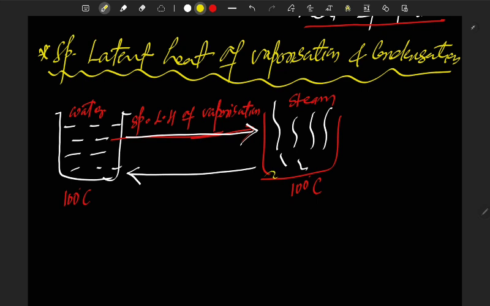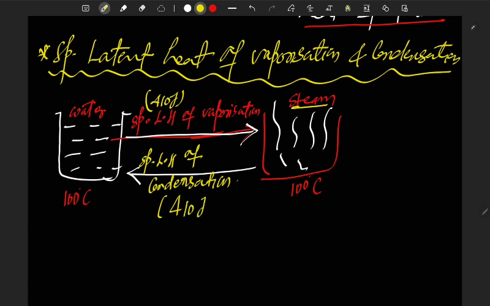And suppose we come in reverse, where I want to convert this steam into water. Whenever we convert this steam into water at constant temperature, the steam is going to release heat, and that heat is called the specific latent heat of condensation. And for a pure substance, both of these heats are the same. Suppose 410 joules of heat energy is absorbed during the change of phase from water to steam, then it is going to release the same amount of heat, 410 joules, in the reverse direction, while converting the steam into water.